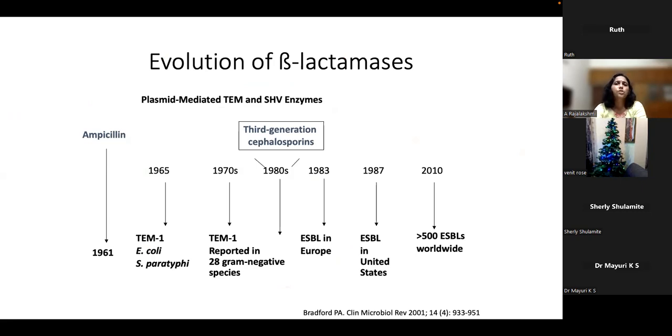Coming to evolution of beta-lactamases, it is not new. From 1961, a lot of enzymes, that is beta-lactamases, have been produced, and every year a new beta-lactamase is identified, starting from TEM-1. A decade ago, we had more than 500 beta-lactamases identified and reported worldwide.